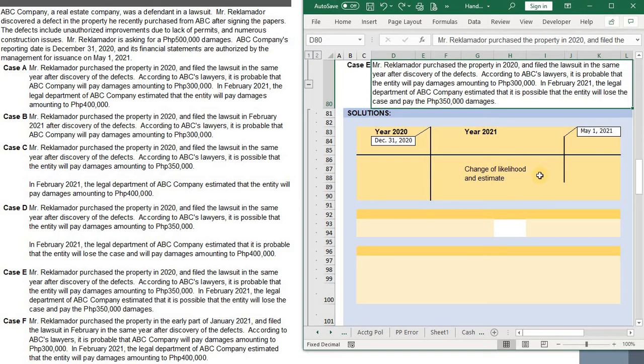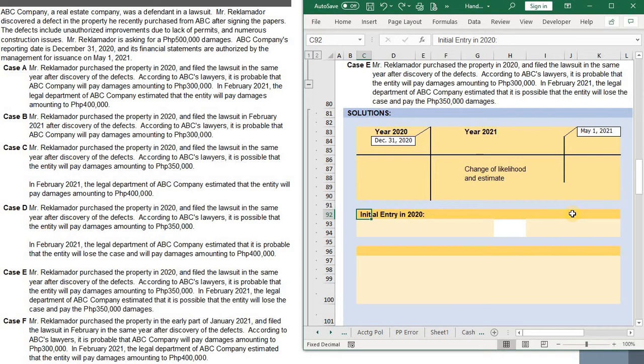So before we proceed to the determination whether this event is a non-adjusting or adjusting event, let us first prepare the initial treatment made by the entity in 2020. So based on the second sentence, the amount is 300,000 pesos, so this is the best estimate, and the likelihood is probable, which means that the liability is considered as a provision, and provision requires a journal entry, which must be recorded in the books. So to record the initial entry in 2020, that will be a debit to loss on lawsuit for 300,000 pesos, which is the initial best estimate, and credit estimated liability on lawsuit for 300,000 pesos.